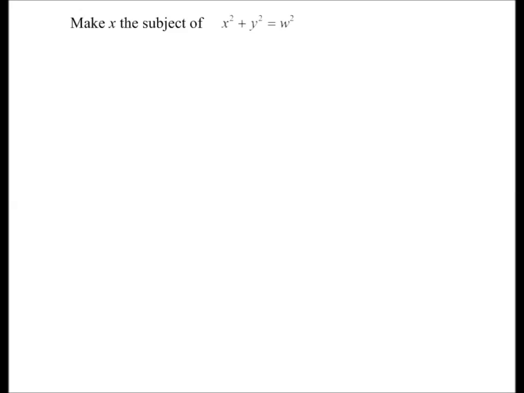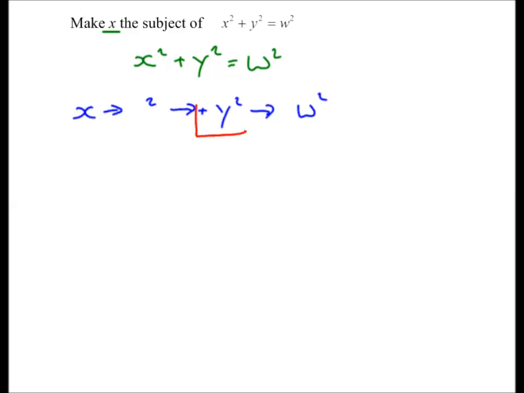Right, now we get on to more complicated things. So not linear expressions now. We have x squared plus y squared equals w squared, and we're trying to make x the subject of our formula. So again, if I think about what's happening to x, I'm taking x, I'm squaring it, then I'm adding y squared, and I'm ending up with w squared. So I'm going to do the opposite. I'm going to do the last thing that I do to my x. Well, the last thing I did was I added y squared, so that's going to be the first thing that I undo.